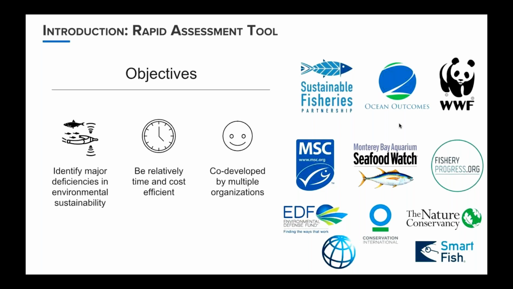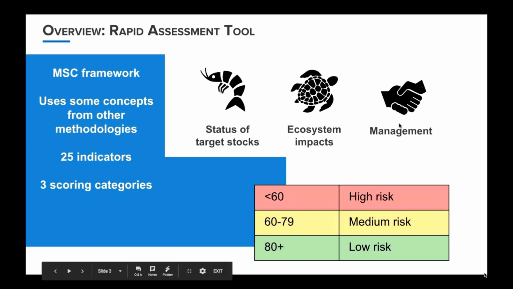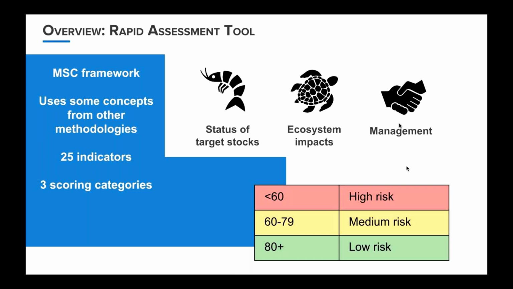So now I'll move into an overview of how the tool is structured. It is a tool that needs to be compatible with fisheryprogress.org, and that's part of the reason we use the MSC framework for this tool. So we are evaluating indicators under the 3 MSC principles. I'm showing those with these icons over here. Principle 1 being status of target stocks, Principle 2, ecosystem impacts, and Principle 3, management.